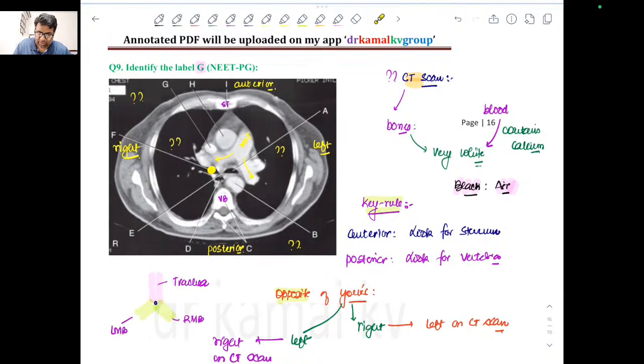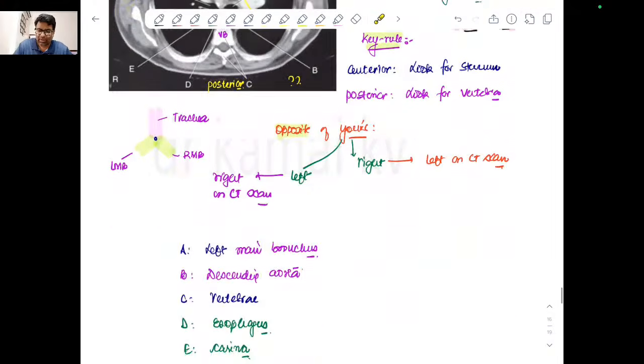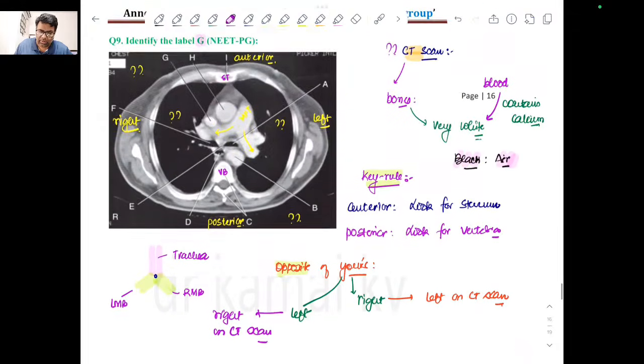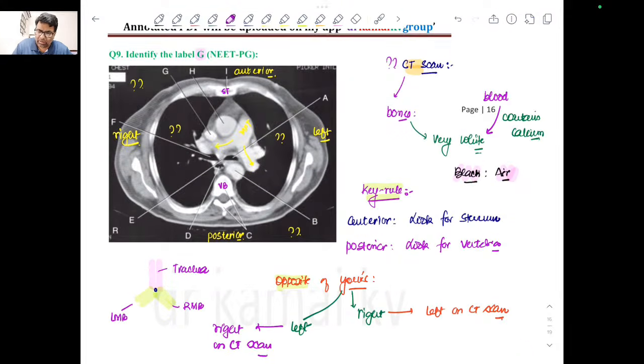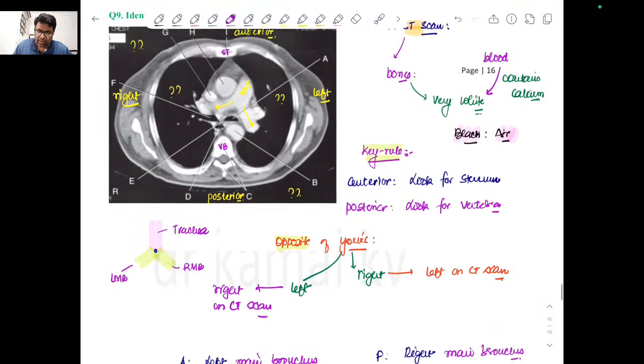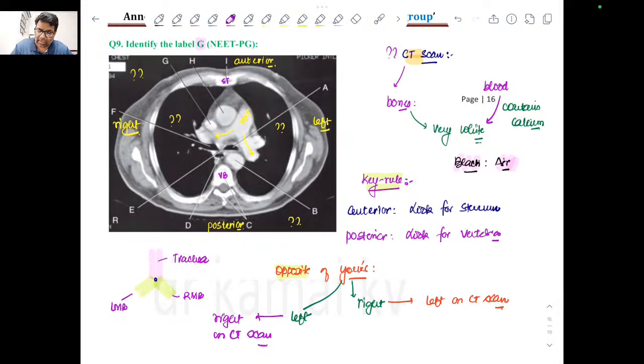Then after that, F. This is F. So right main bronchus. So F will be right main bronchus. Then G, this is G, yes, towards the right side of ascending aorta. This is superior vena cava. So G is superior vena cava. Then H is ascending aorta.